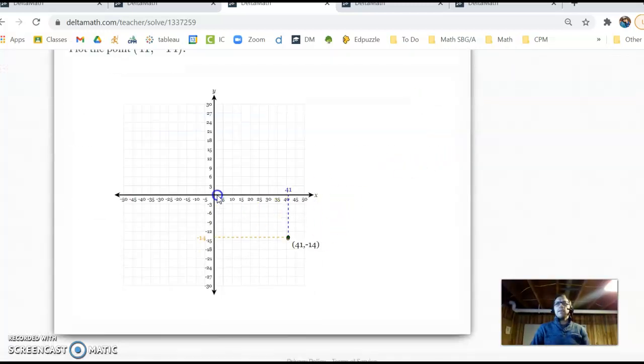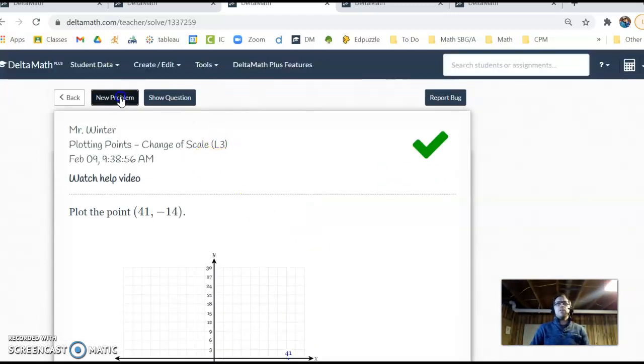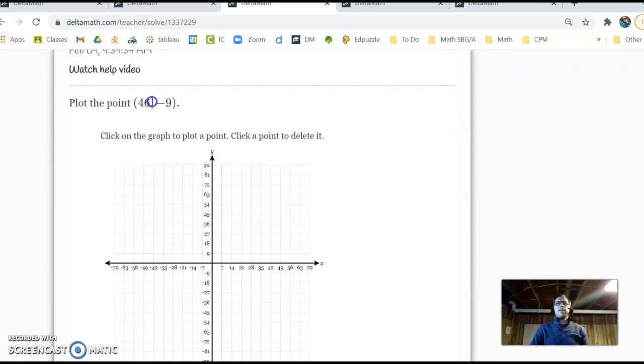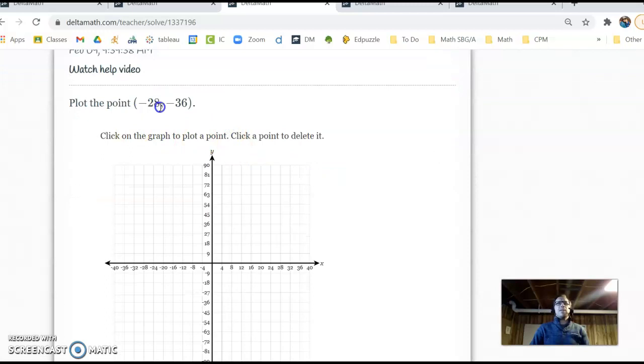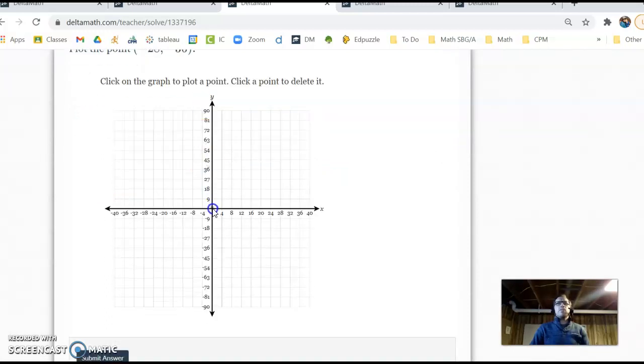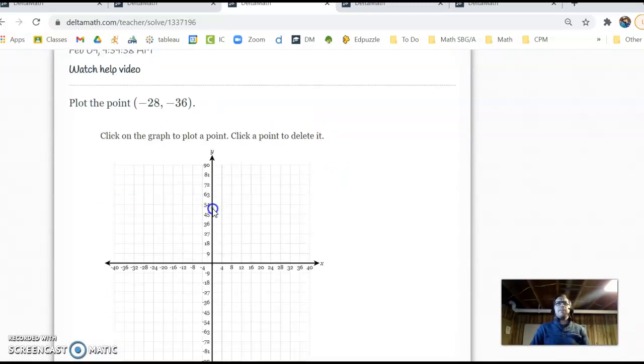And there you go. Look, to the right 41, down 14. Try one more just to show. All right. Let's do this one. -28, -36. So -28 means to the left 28. So right there, 28's on that line. -36 down right here to this line. And there we are.